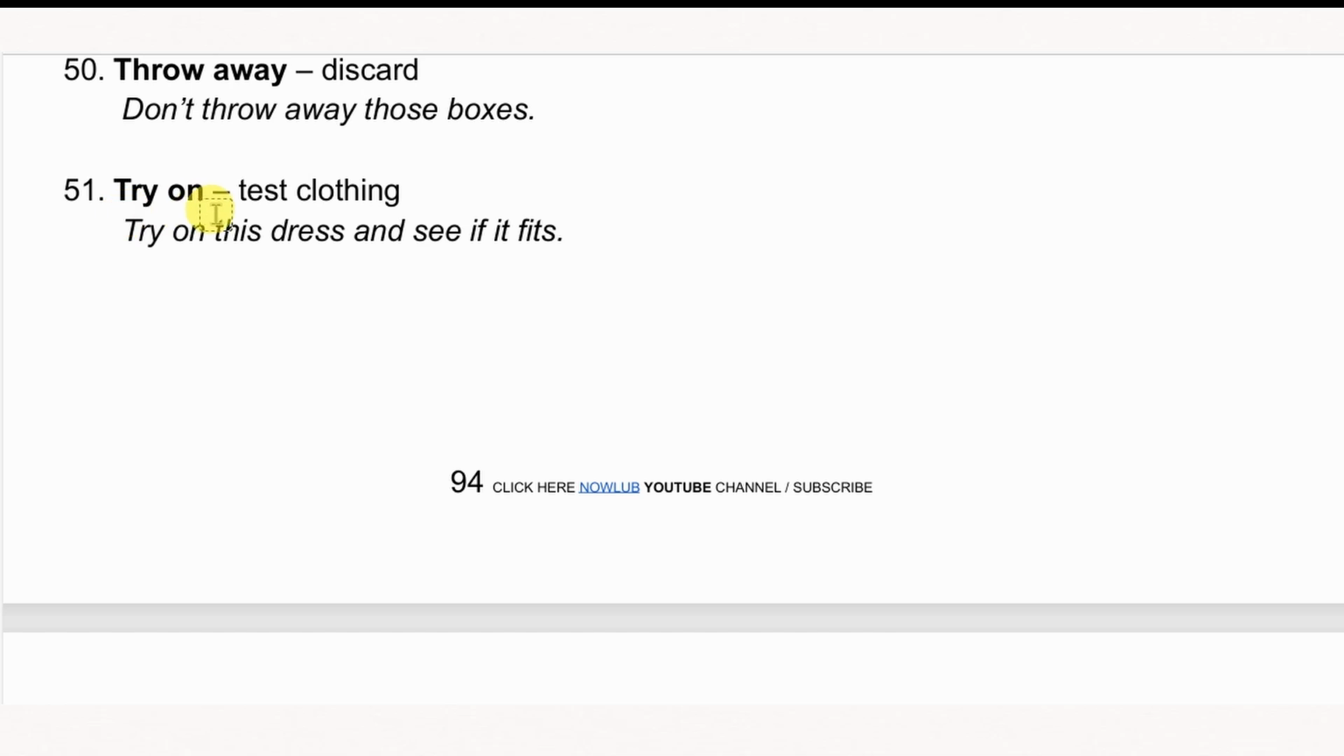51. Try on. To try on, this is to test clothing. For example, try on this dress and see if it fits. Try on this dress and see if it fits.